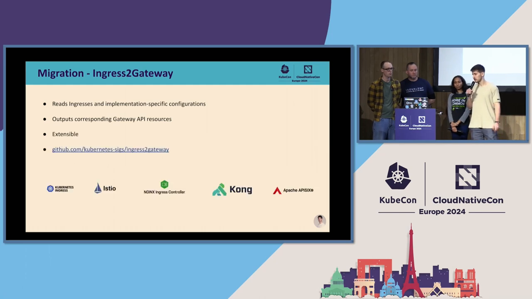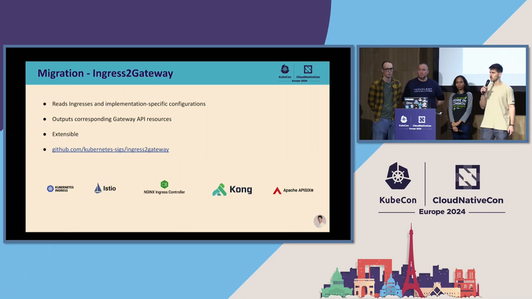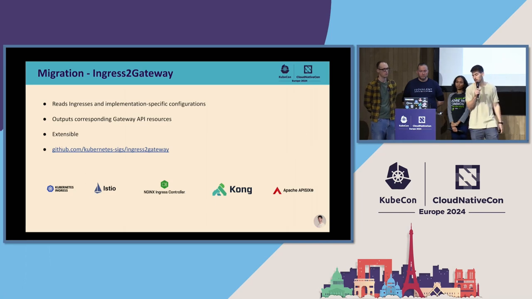And that leads me to the third bullet, which is that it's extensible. Every implementation can add their support to the tool, and it's relatively easy. So if anyone in the crowd is an implementer, I encourage you to add support, and we're getting constant feature requests from users that it will be useful for them. And here are a few implementations that already support the tool: Istio, Ingress NGINX, Kong, and Apache APISIX.